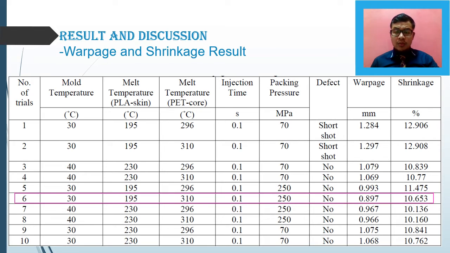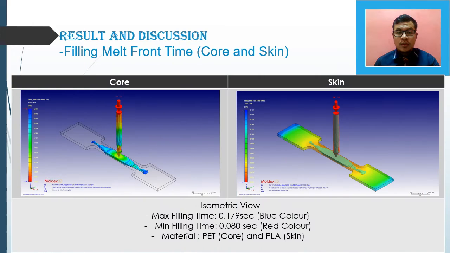Coolant temperature, packing pressure, mold temperature, injection duration, and melt temperature were collected from prior research, and the ranges were derived from the Moldex3D suggested processing. Here is the filling melt front time for core and skin, where the maximum filling time is 0.179 seconds in blue color and the minimum filling time is 0.08 seconds in red color. Materials used are PET for core and PLA for skin.